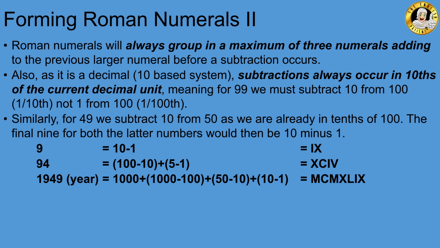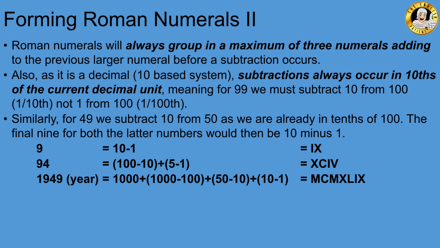So that means I need to go to 90 first. So 90 would be C minus X, which would be then XC. And then in order to get 4, I will subtract 1 from 5, which is IV. So that would be XCIV, 94.